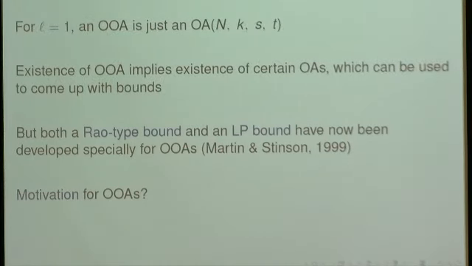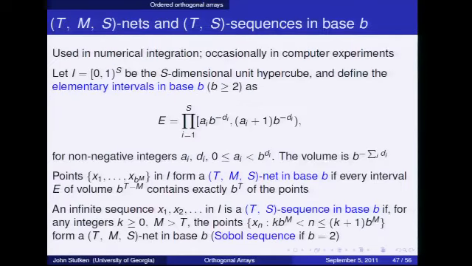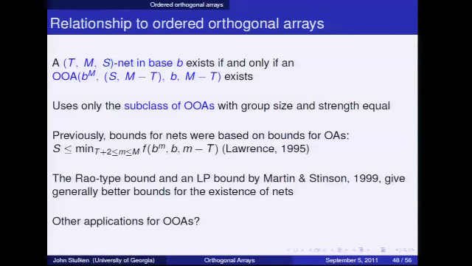And why these ordered orthogonal arrays were introduced is because there's actually a relationship between these things and nets, TMS nets, and TS sequences in base b, or Sobol sequences if b is equal to 2. Turns out that these TMS nets in base b exist if and only if a certain ordered orthogonal array exists. And so that's why people are interested in studying ordered orthogonal arrays. As I said, a special case of ordered orthogonal arrays are the regular orthogonal arrays.